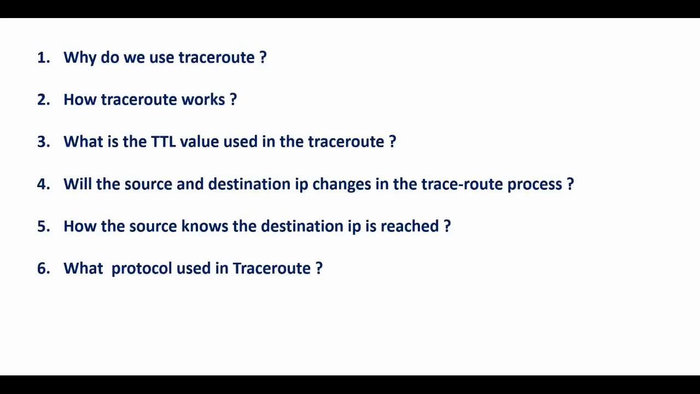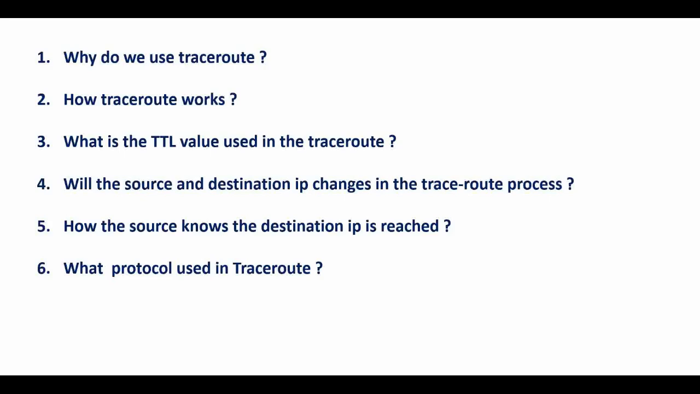And will the source and destination IP change in the traceroute process? The actual source and destination basically remain the same, but for the ICMP TTL expired messages and ICMP port unreachable messages, you can see the source where the TTL is getting expired, that particular router's interface IP address will be your source in the reply packets.